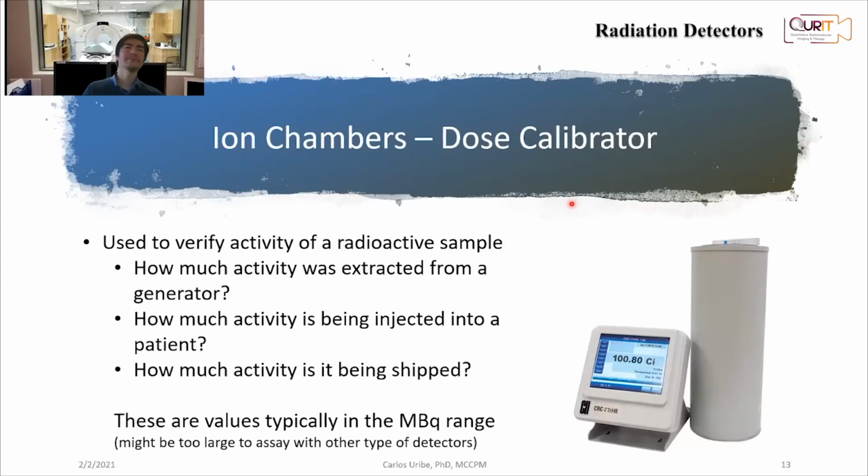We use them to verify, for example, how much activity was extracted from a radionuclide generator. So we go on to inject technetium-99m into a patient. It comes from the molybdenum generator. We elute it, but then we need to know how much is there. If we know how much activity comes from the generator, then we can prepare our injections and see how much activity I am actually injecting into a patient.